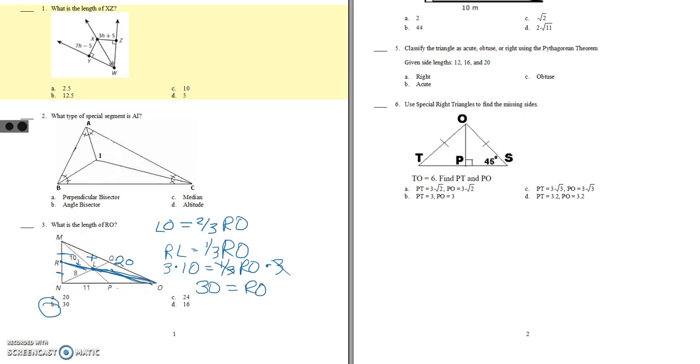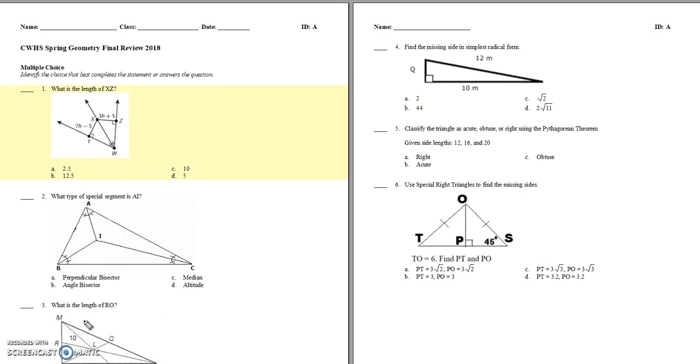Okay, number 4. We want to find the missing side in simplest radical form. So we're hitting two teeth at once. We're hitting Pythagorean Theorem because this is a right triangle, and I'm trying to find the missing side. And we're hitting the fact that we need to be able to simplify a radical.